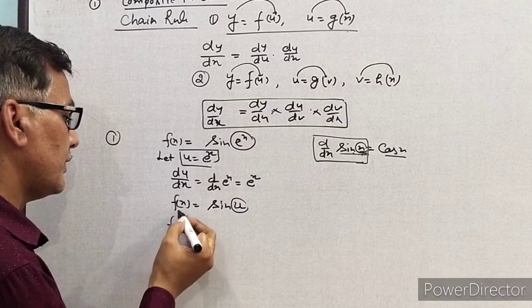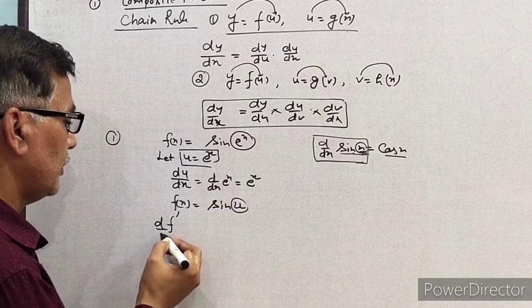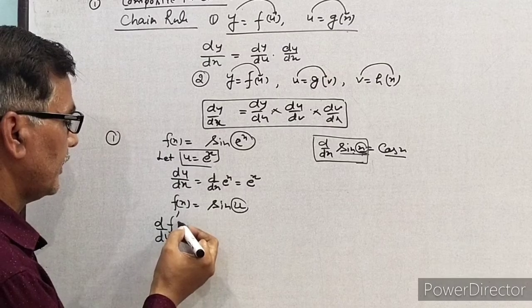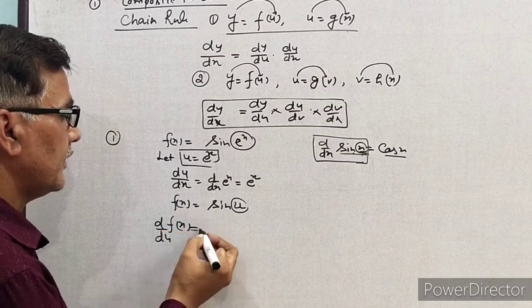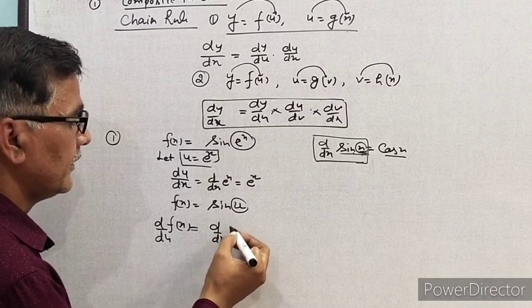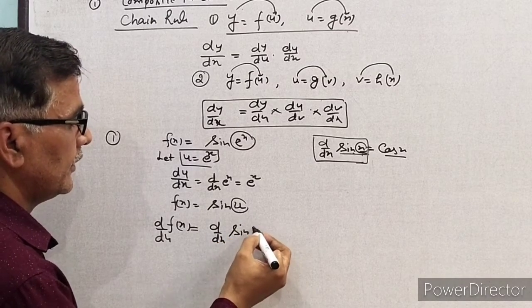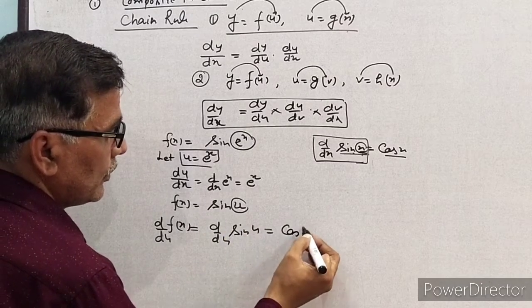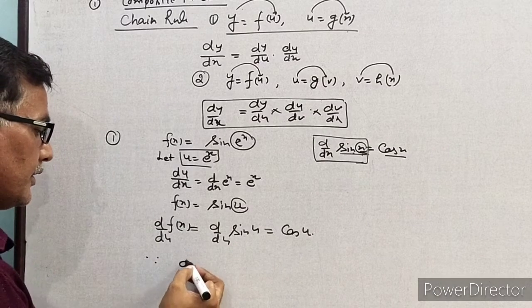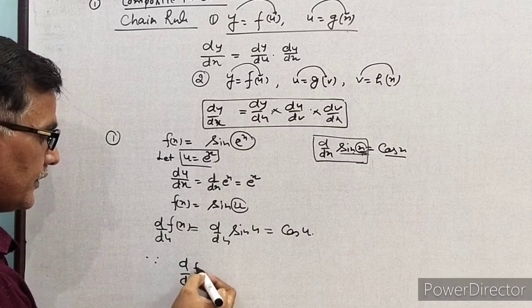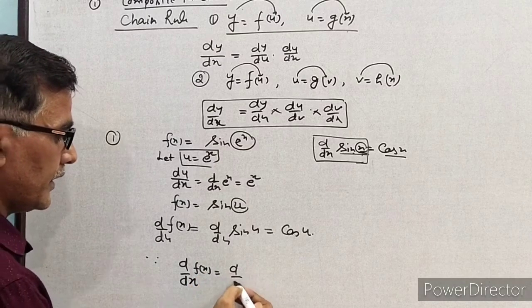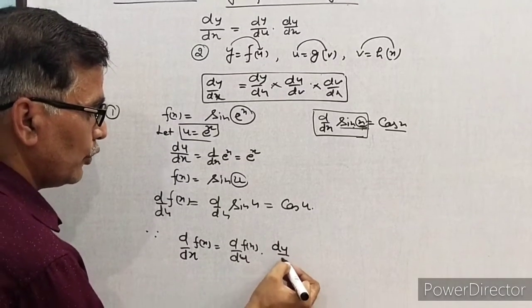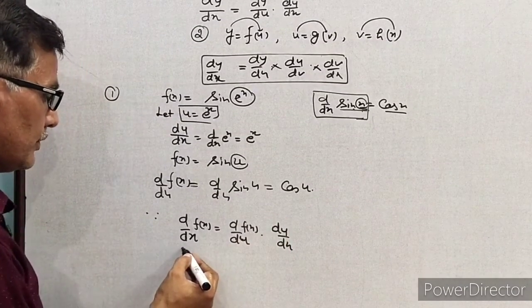Now differentiating this one with respect to u. So we can write it: d/du of f(x) is equal to d/du of sin u, and the derivative of sin u becomes cos u. Since we know the relation d/dx of f(x) is equal to d/du of f(x) into du/dx.